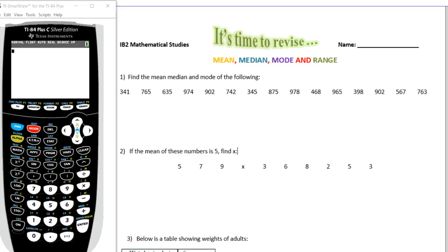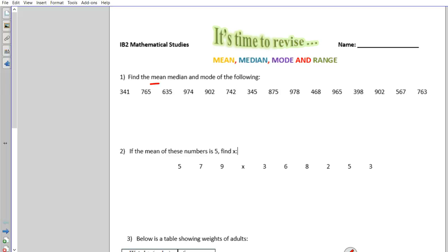The mean and the median you could do by hand if you want. For the mean, you add them all up and divide by how many you've got. For the median, you arrange them in order and find the middle value. If there are two middle values, you find the average of the two middle values. The mode is the most frequently reoccurring value. So we can't use the GDC for the mode. The median is the middle, and the mean is like the average.